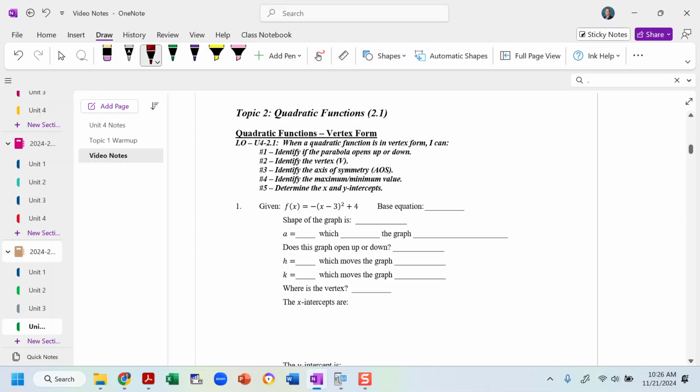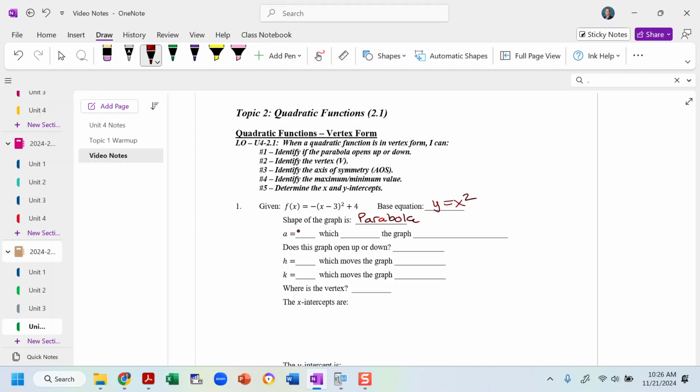So, a couple forms for quadratic functions. The first form is vertex form. So if you have this equation, negative x minus 3 squared plus 4, we know the base equation is y equals x squared. The shape of the graph is a parabola.